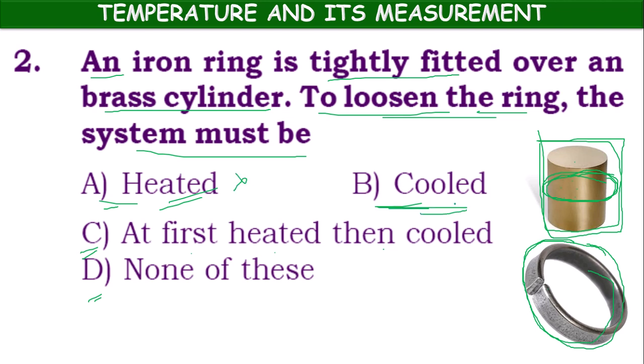Option B, cooled. If the system is cooled, the brass cylinder will contract more than the iron ring. So that's why the iron ring will become loosened and we can remove it easily. So option B, cooled, is the correct option.